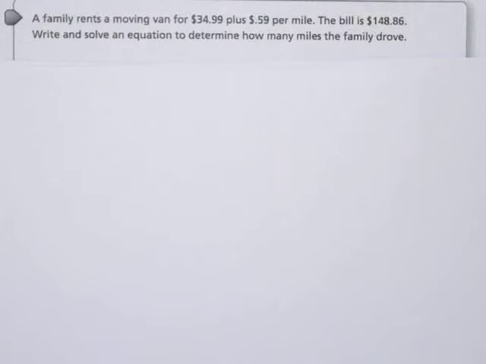We'll define it. A family rents a moving van for $34.99 plus 59 cents per mile. The bill is $148.86. Write and solve an equation to determine how many miles the family drove. Okay, how many miles the family drove is what we do not know. That's going to be our variable. And so we're going to define that variable.